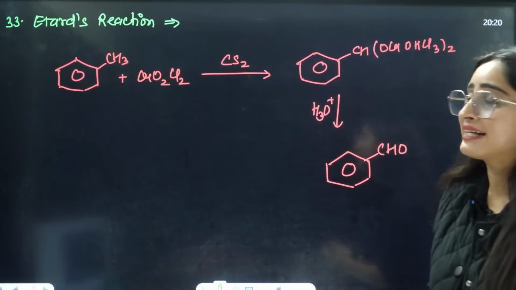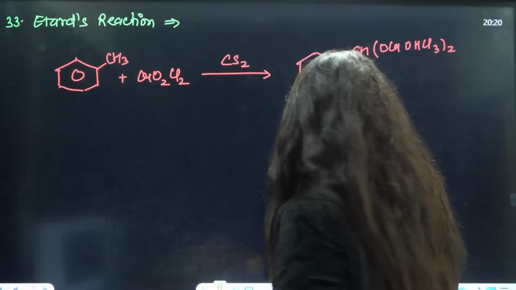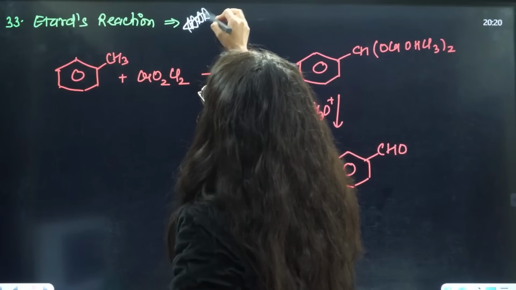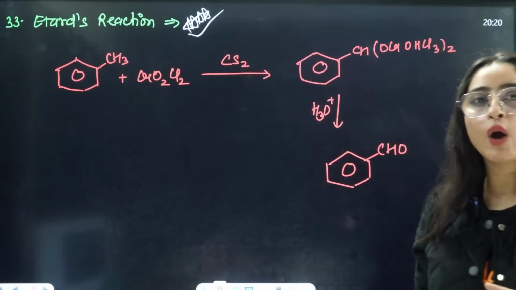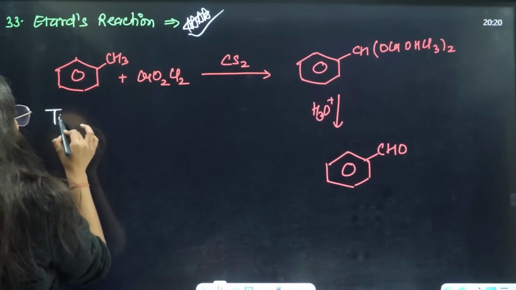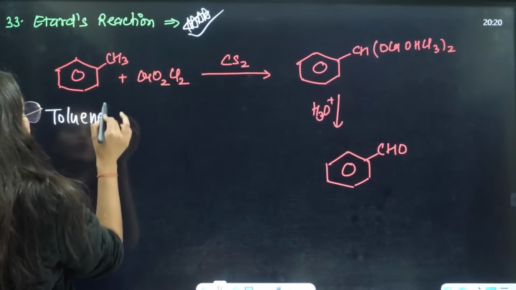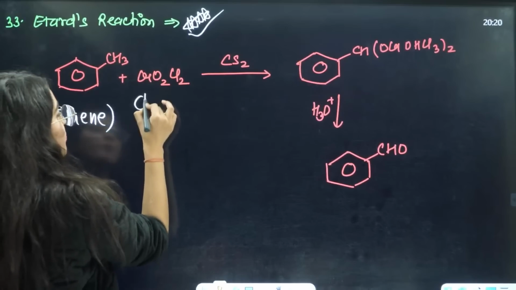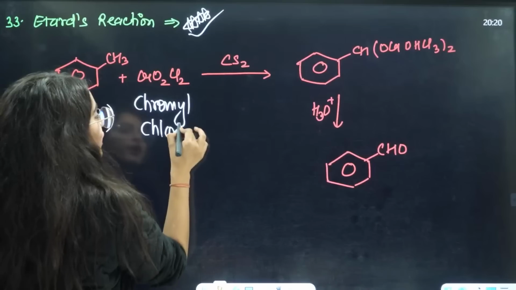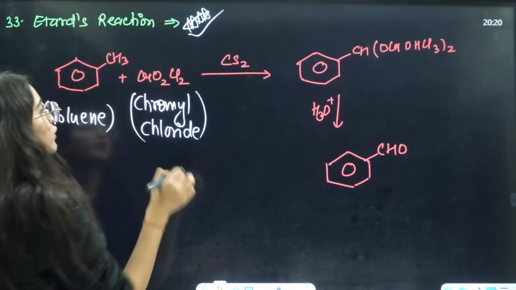33. That is Etard's reaction. Again, this has been asked so many times in your NEET. Now, here you have toluene. The starting reactant is toluene. Now, to the toluene, you add chromyl chloride. Now, in this case, you will have the formation of a complex.